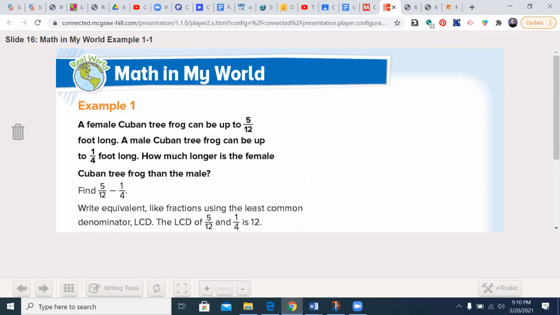All right, here we go with example basic. A female Cuban tree frog can be up to 5/12 of a foot long. A male Cuban tree frog can be up to 1/4 foot long. How much longer is the female Cuban tree frog than the male? So our problem here is going to be 5/12 minus 1/4. Our first step here is to write equivalent like fractions using the least common denominator. The least common denominator of 12 and 4 is 12. 12 times 1 is 12. And 4 goes into 12. 4 times 1 is 4. 4 times 2 is 8. 4 times 3 is 12. So now we know that our least common denominator is 12.